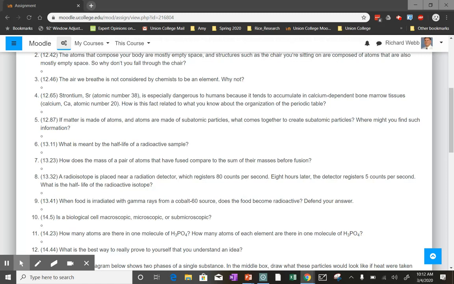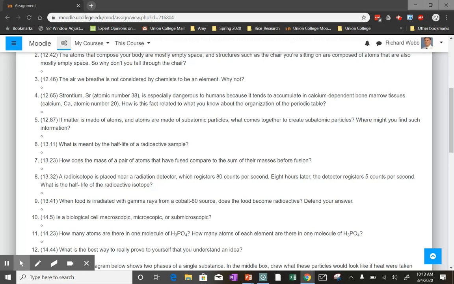Number 8, a radioisotope. Radioisotope means that it is a nucleus that is radioactive. A radioisotope is placed near a radiation detector which registers 80 counts per second. 8 hours later, the detector registers 5 counts per second.